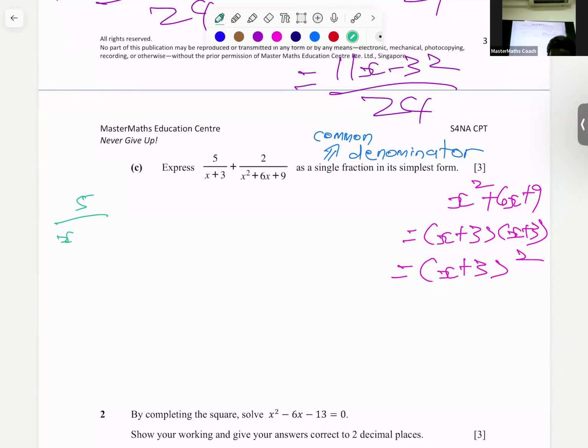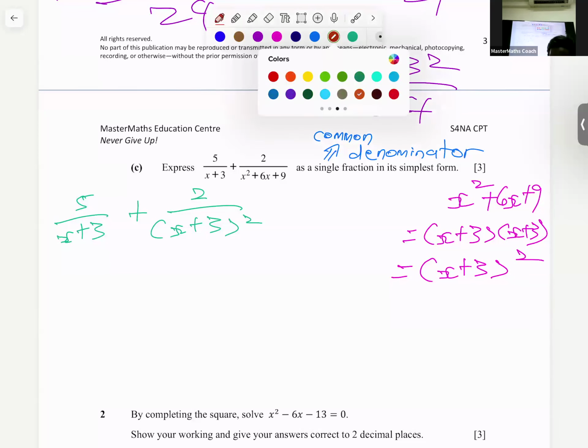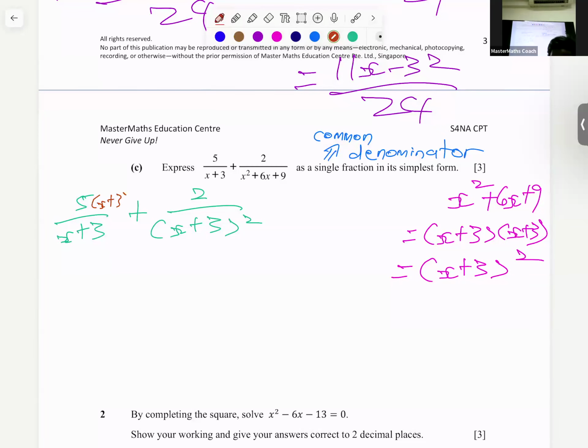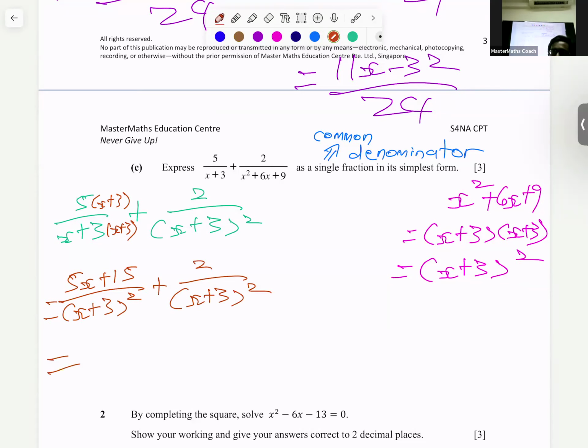So this will be 5 over x plus 3 plus 2 over x plus 3 squared. Then I see daylight. Wow, so simple. All I need to do is just multiply this by x plus 3 bracket x plus 3. And this will be 5x plus 15 over x plus 3 squared plus 2 over x plus 3 squared.